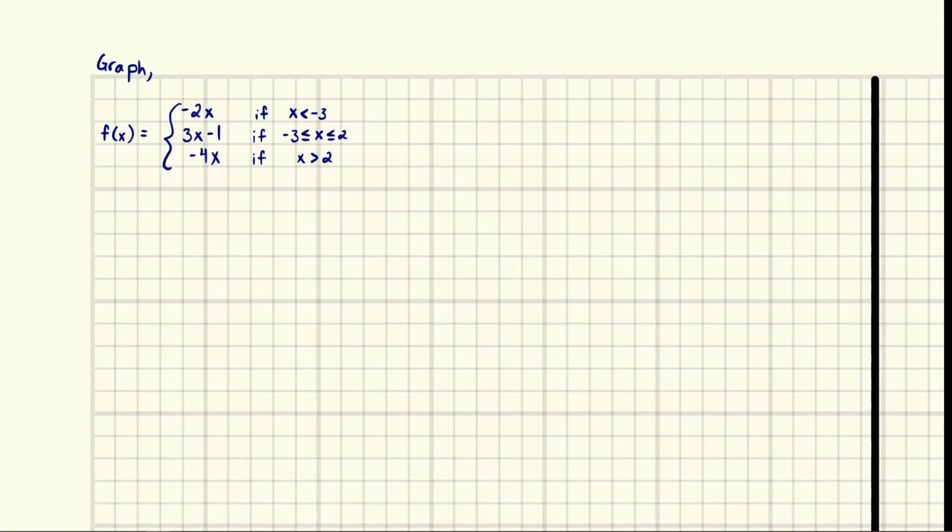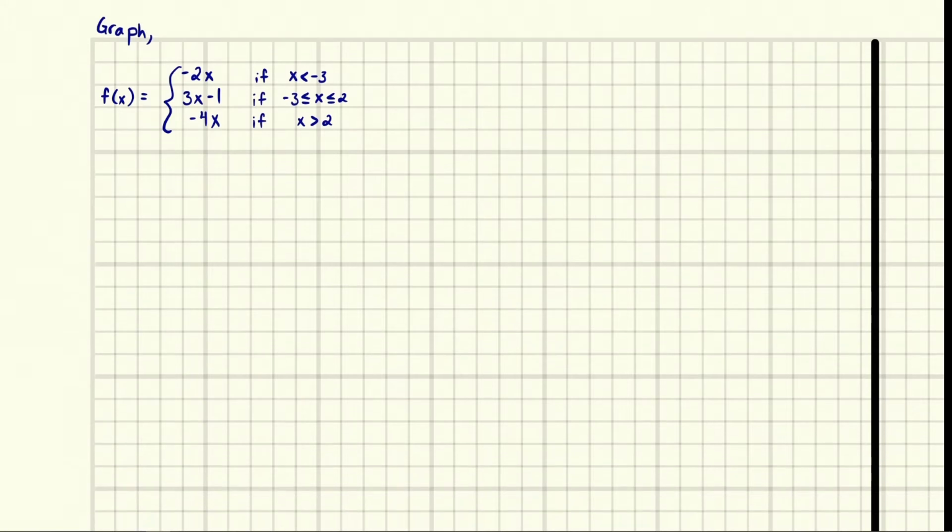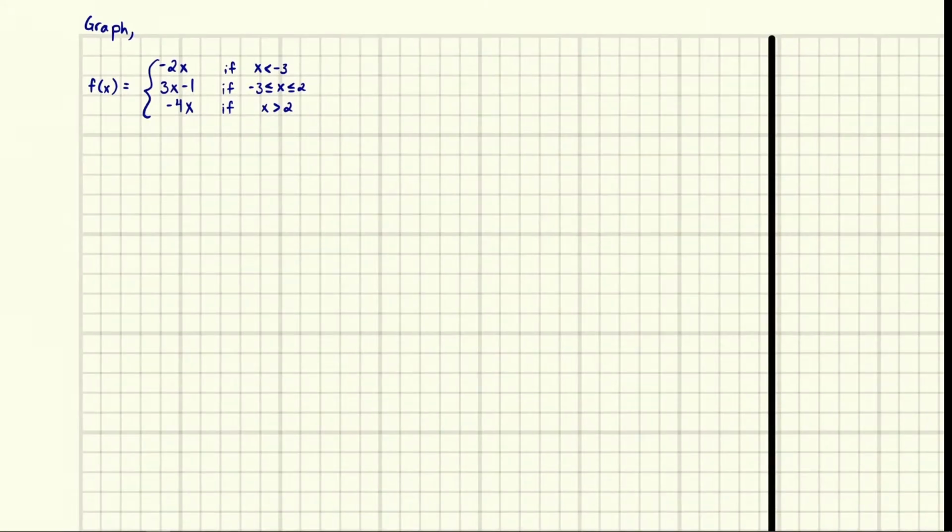So it's a piecewise function, and we're going to need a somewhat sizable graph. I'm going to make it bigger than last time, so we're going to go ahead and make it 2 of these squares down. Just give myself plenty of room.